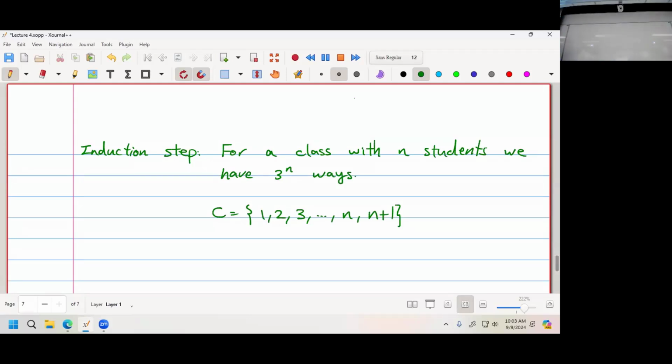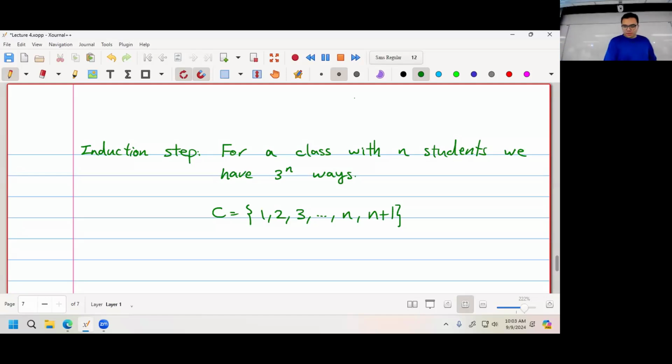So I said, let's just look at the first n students and figure out how I want to divide them. I know that I have 3 to the power of n ways of doing that. So for the first n students, I have 3 to the power of n ways of deciding which ones get A and which ones get A.